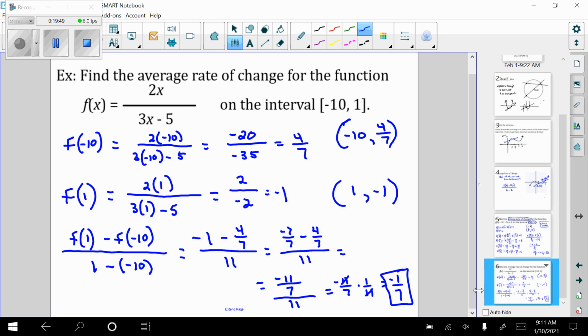So, concept not too bad. Just try to get your brain wrapped around what you're actually doing here. So you're finding the slope of a line that connects 2 points on a curve, called the average rate of change between those two x values.